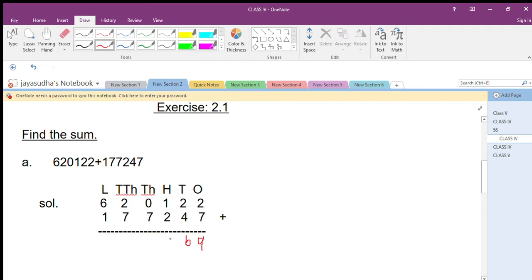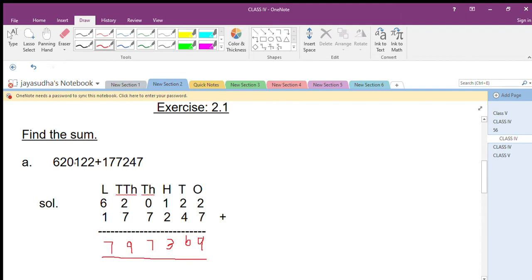So let me write here, 2 plus 1, 3. Then 7. Look here, any number added with 0, you get the number itself. So 7 plus 0, 7. The number itself. Now 7 plus 2, 9. 1 plus 6, 7. Are you okay? Okay children, this is the answer of this sum.